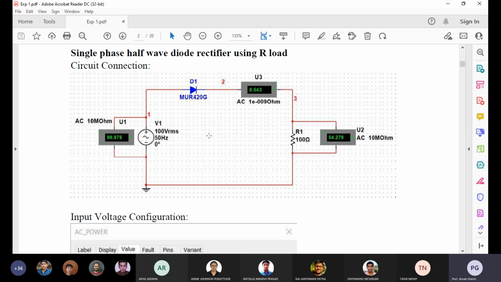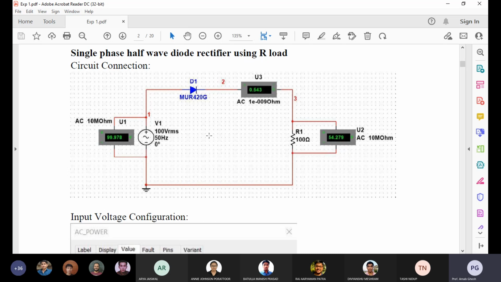Put in the formula, and the Vm value is there. Alpha equals 0 in this case, so there is no firing angle. Put those values in and calculate the average output voltage from the given data, which is already with you. Then compare with the measured values. Now you are changing the load resistance, so is it changing? You have to check it.